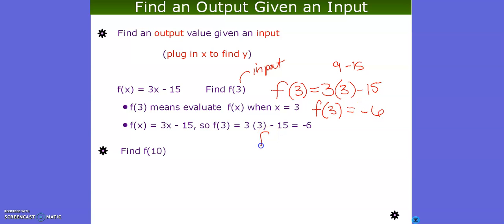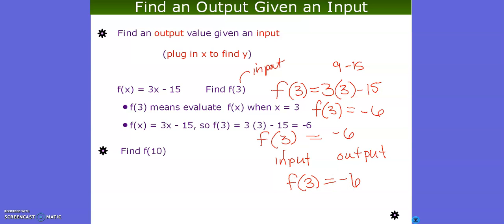So my input here was 3. That's my input. And my output was negative 6. If you see this, f of 3 equals negative 6, think of it as input-output. It's the same as the ordered pair 3, negative 6.